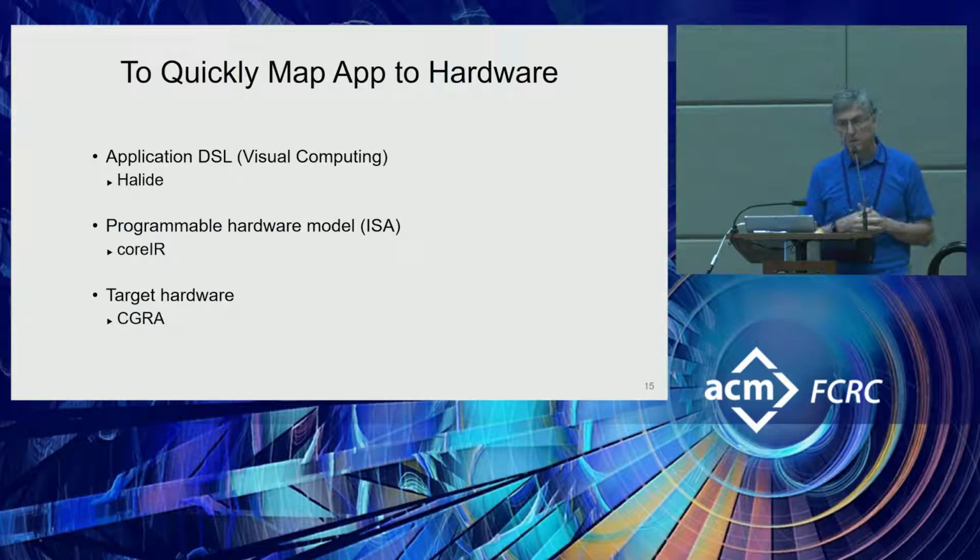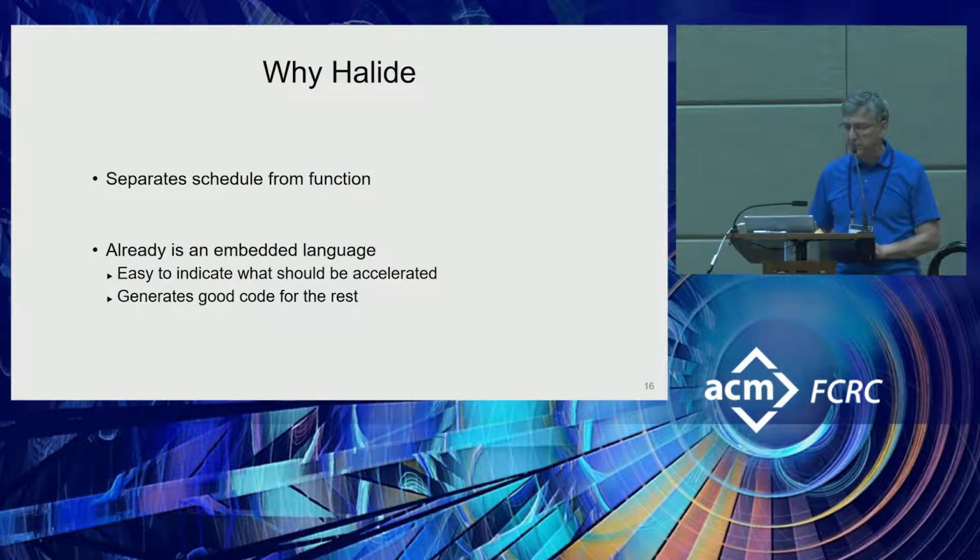So in the particular project we're doing, we're using Halide, which is a language for dense linear algebra and for image processing. We have created a data flow representation called CoreIR that has formal semantics, so we can do a lot of proving and validation work on this level. And we decided that our target architecture is going to be a CGRA, a coarse-grained reconfigurable architecture, sort of a step up from an FPGA. I can talk longer about why we chose all these things.